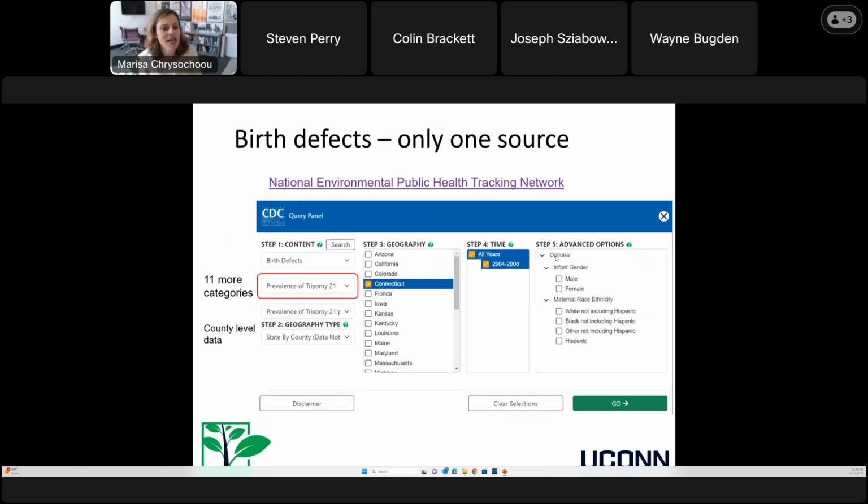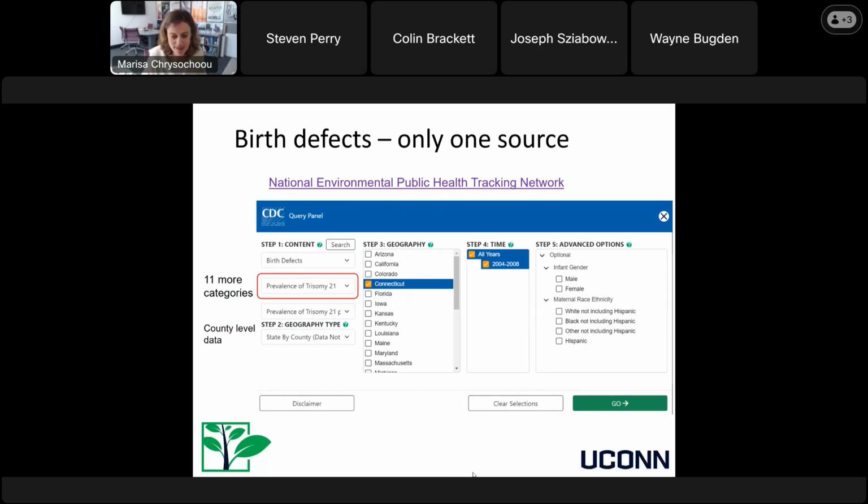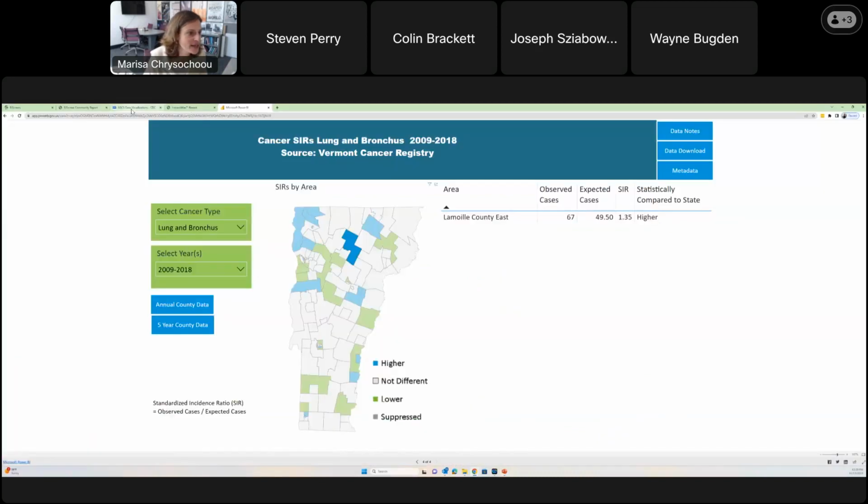Okay, if nothing else works, or if you also want to look at the birth defects, there is only a single source. And honestly, I think it's a very, very difficult case to make, but I will show it to you nevertheless for completeness. So the only source for birth defects is the National Environmental Public Health Tracking Network. So let's take a look at what that looks like.